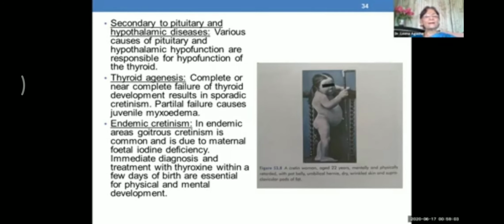Then second is endemic cretinism. Cretinism is common and is due to maternal and fetal iodine deficiency. Immediate diagnosis and treatment with thyroxine within a few days of birth are essential for normal physical and mental development. In this diagram, you can see a cretin woman aged 22 years, who is mentally and physically retarded, with pot belly, umbilical hernia, dry and wrinkled skin, and supraclavicular pad of fats.